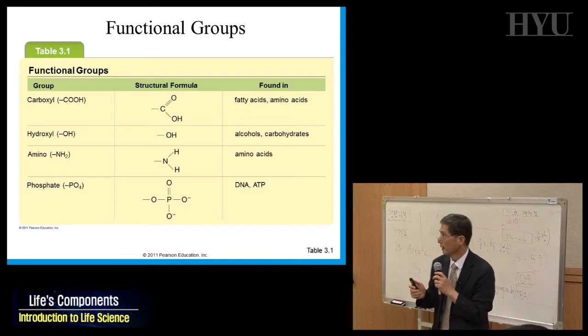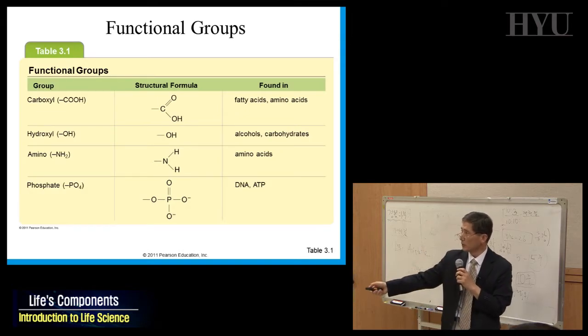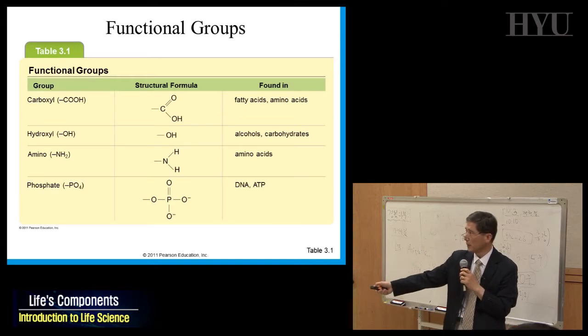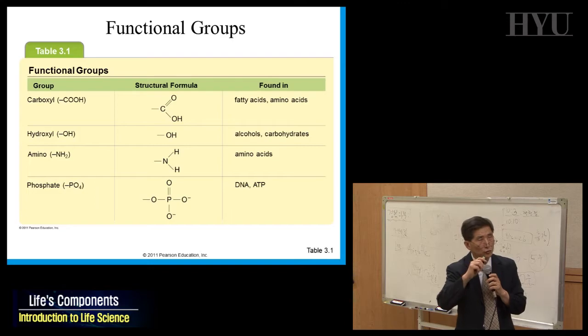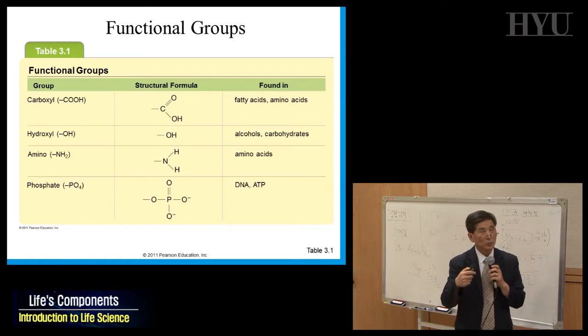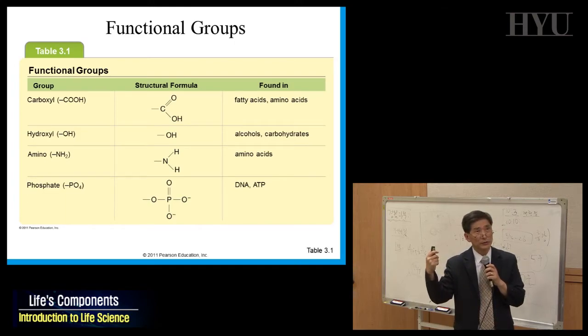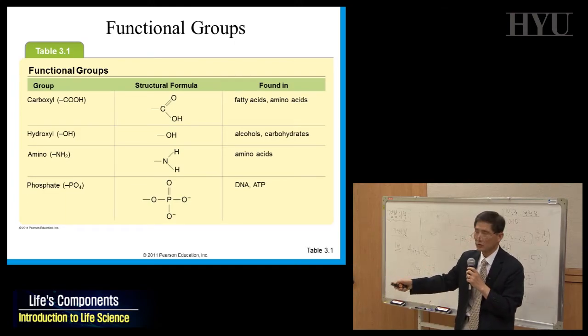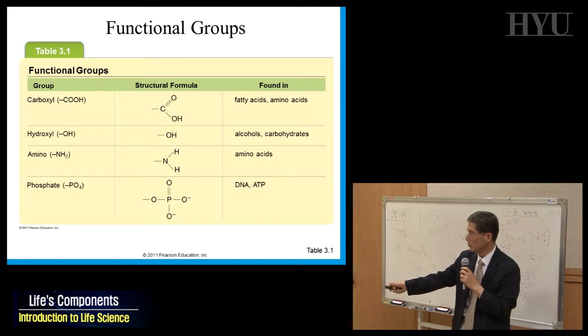The third one is called the amine group. Amine, NH2. So in amino acids, you can find this one. In neutral pH, what we'll see is usually they will exist as NH3 plus. In other words, they can accept one more plus. So just remember the amine group.